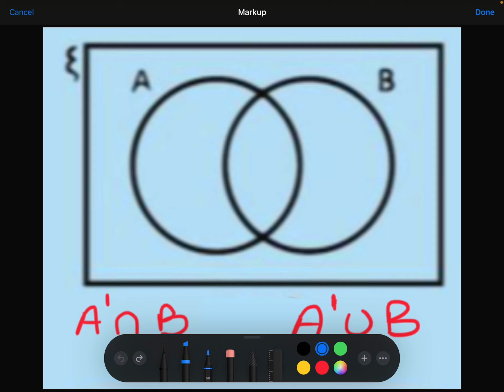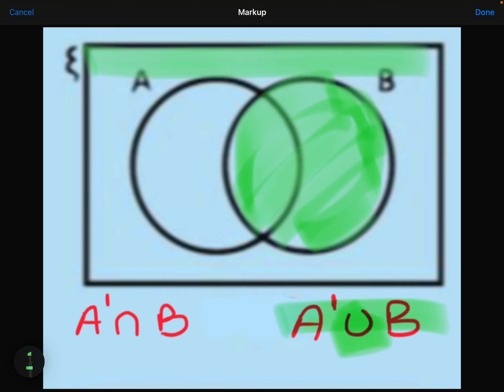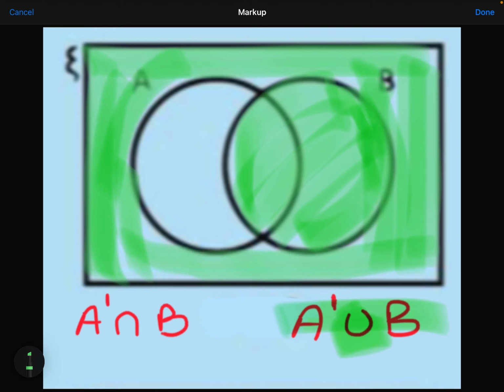And then we will do this one. This is the region that's not in A, or it could be in B. So it could be in B, or it could be in not A. So it could be anything on the outside here, because this is not in A.